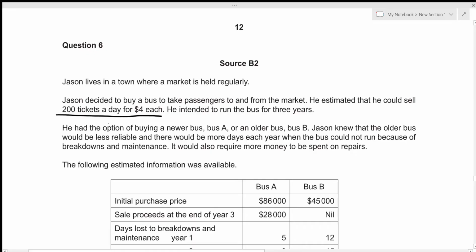He had the option of buying a newer bus, Bus A, or an older bus, Bus B. Jason knew that the older bus would be less reliable and there would be more days each year when the bus could not run because of breakdowns and maintenance, which means that the older bus is going to require more maintenance because of frequent breakdowns compared to the newer bus, which is Bus A. It would also require more money to be spent on repairs, and the following estimated information was available.